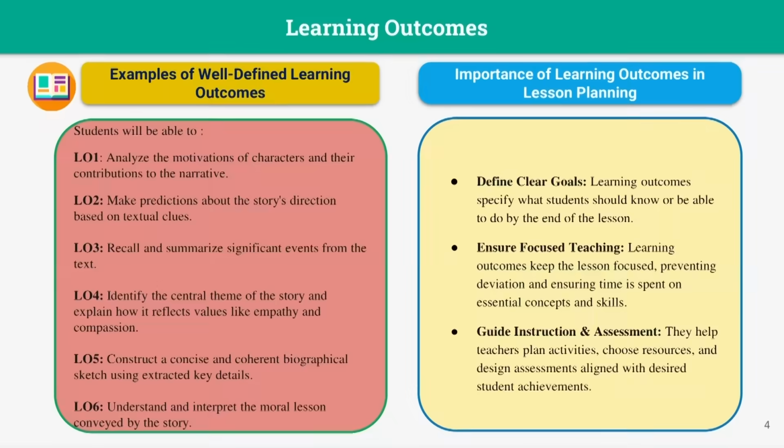What are examples of learning outcomes? By the end of the lesson, students will be able to achieve certain learning outcomes. For example: analyze characters and their motivations, predict narrative developments using textual ideas or clues, summarize key events effectively, identify and explain themes like empathy, create coherent biographical sketches, interpret the moral of a story, etc.